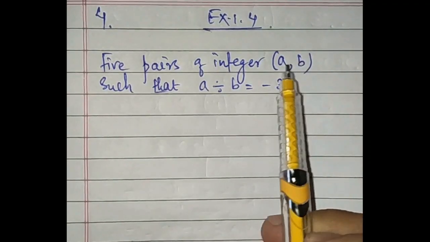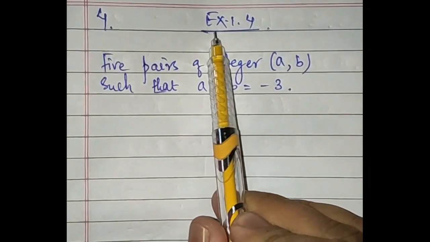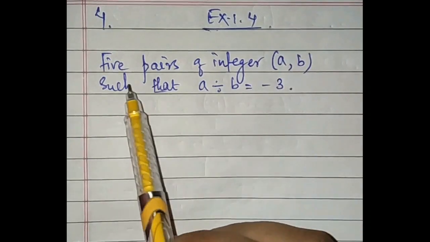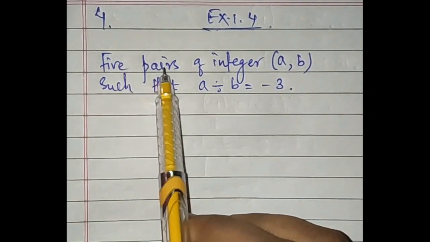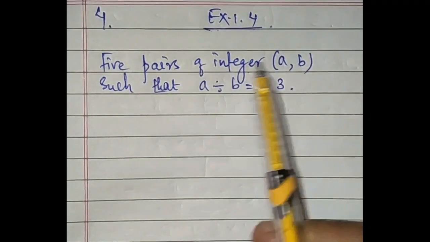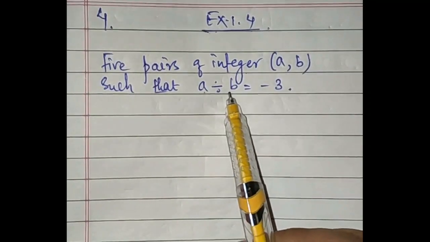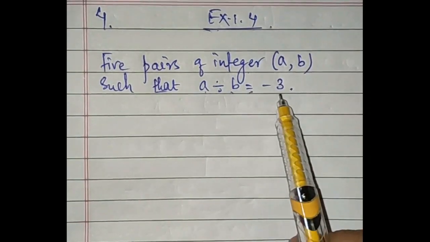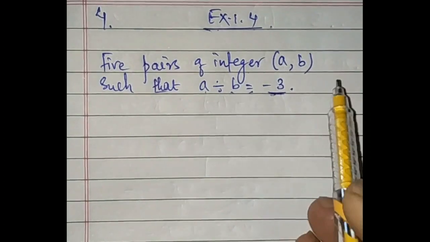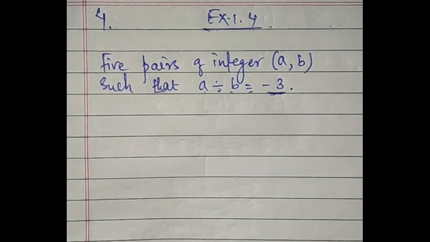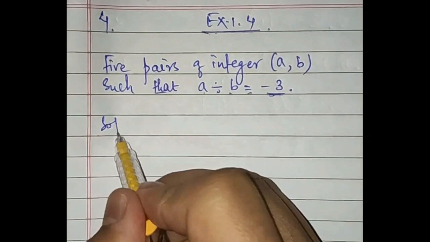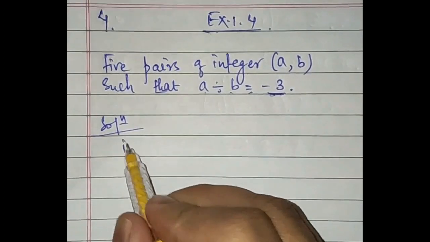Let me remind you again, we are doing number 4 from exercise 1.4. The question was: you have to write 5 pairs of integers a comma b such that when a is divided by b, the integer should be -3. So you have to write the numbers in a pair. Let us solve. The question is very easy.